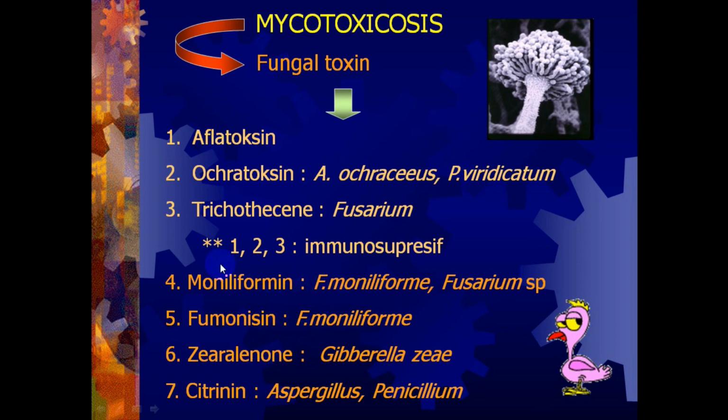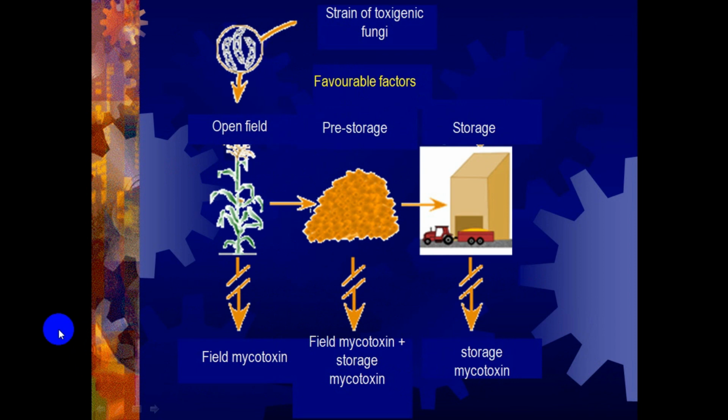Moniliformin and fumonisin are usually produced by Fusarium, and trichothecenes are also produced by Fusarium fungi. There are also zearalenone and citrinin, produced by Aspergillus and Penicillium fungi. Usually the contamination of mycotoxin occurs in the field or during storage of some feed materials, in particular corn and peanuts.